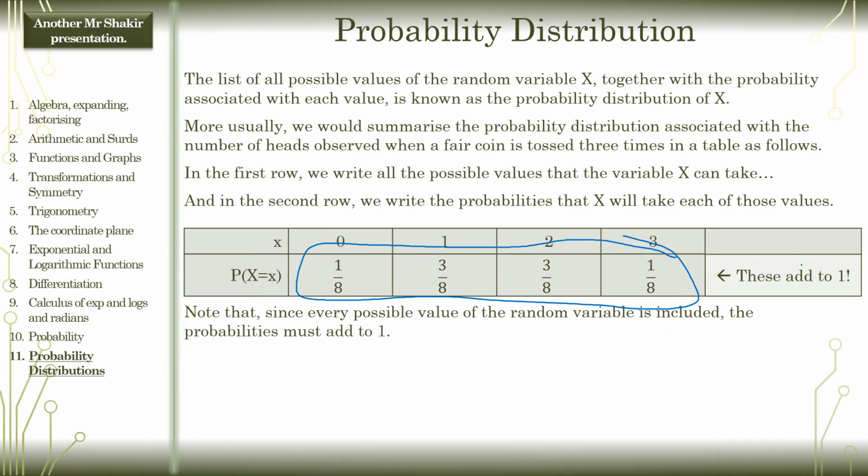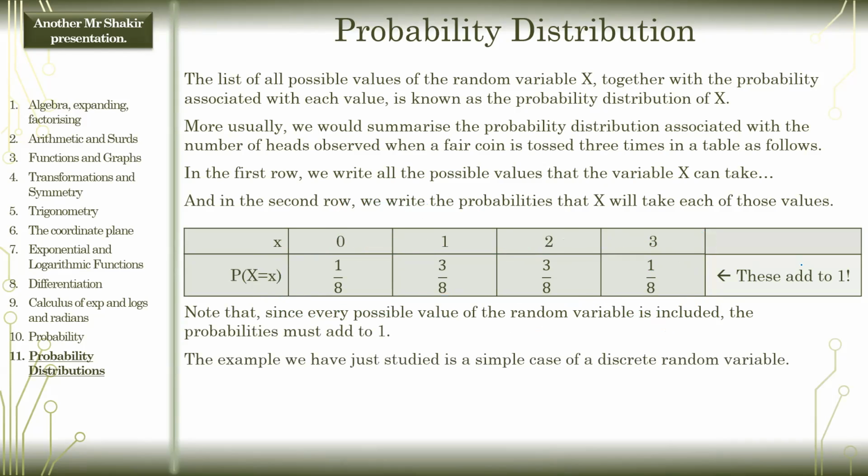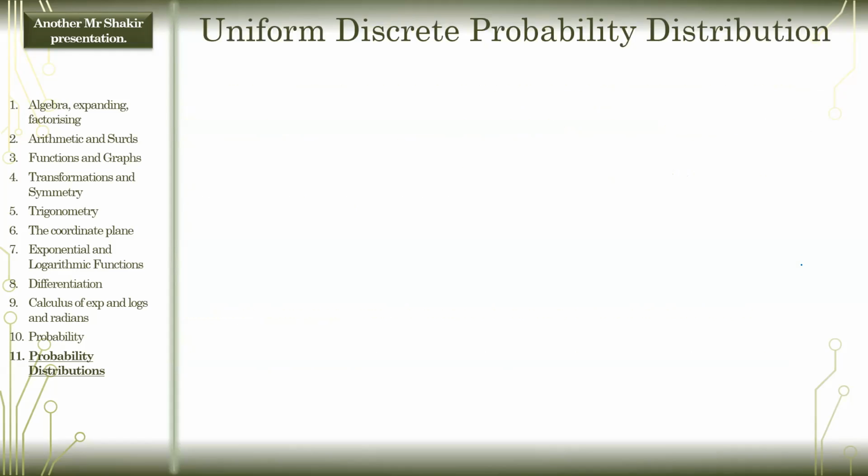Okay. So the example we've just done is a simple case of a discrete random variable. This is a very simple question, but this is what discrete random variables are basically all about. You're looking at various outcomes and you're saying what's the probability of them? What's the probability of getting 1 head? What's the probability of getting 2 heads? Stuff like that.